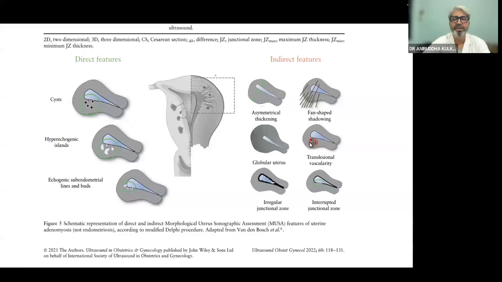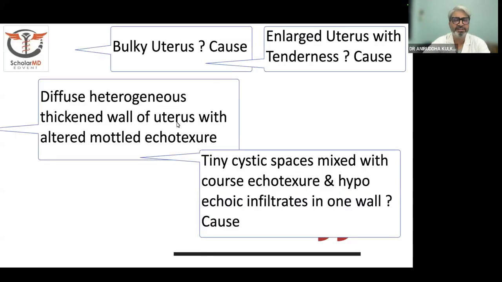is very high. There are indirect signs of adenomyosis like asymmetrical anterior or posterior wall thickening, fan-shaped shadowing, globular enlargement of the uterus, translesional vascularity when it's a focal lesion involving one or the other wall, endomyometrial junction zone which is thickened, irregular, or interrupted. So these are indirect signs and these are the direct signs. This is one of the hallmark features of a modified consensus statement.